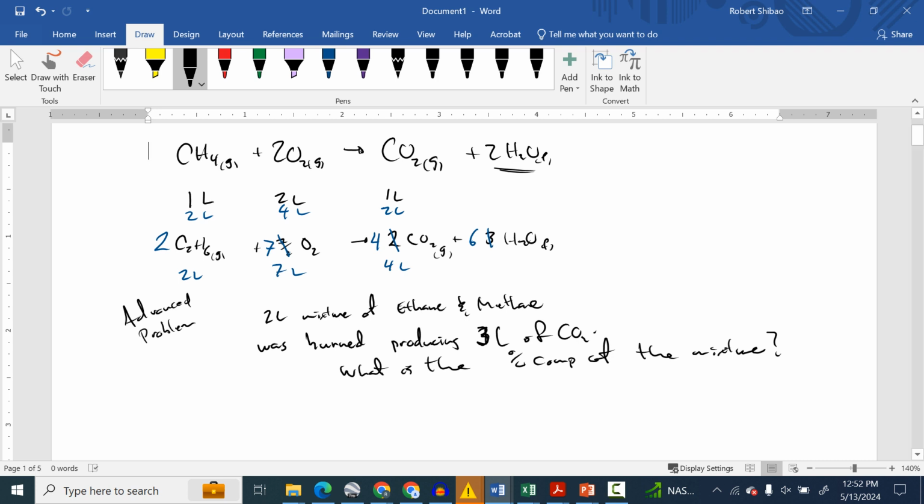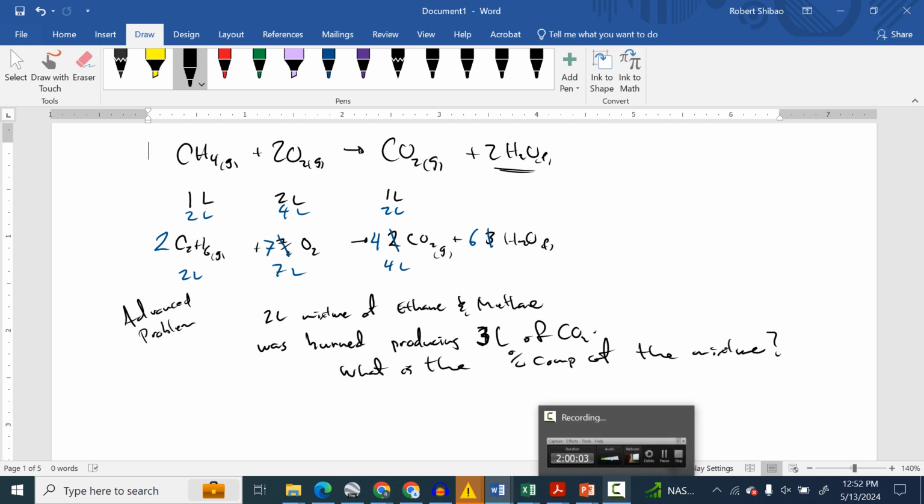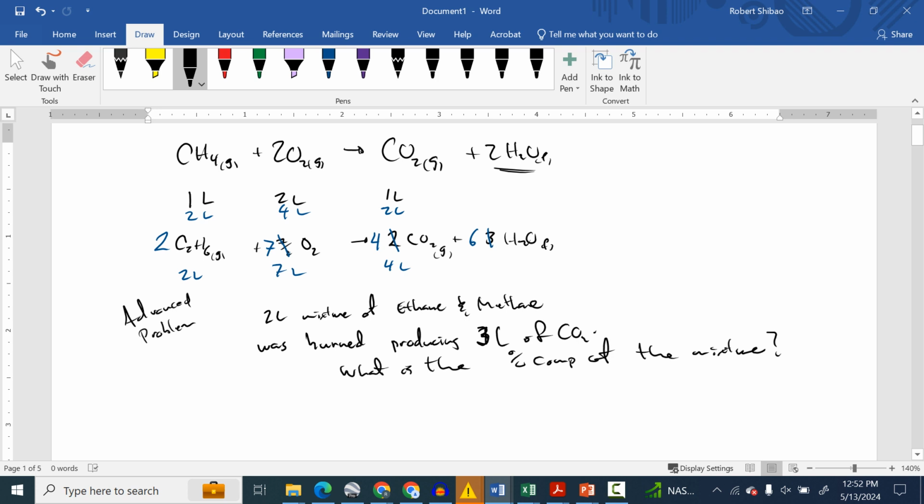We have a couple of minutes left, so think about that. Can you tell me what the percent mixture is? Methane is CH4. 50-50. 50-50 is correct. This is a 50-50 mixture. And so a 50-50 mix would be 1 liter of methane and 1 liter of ethane in an Avogadro sense.